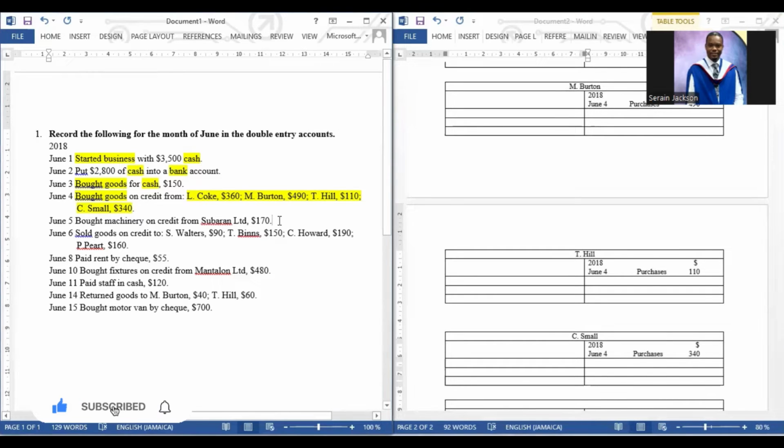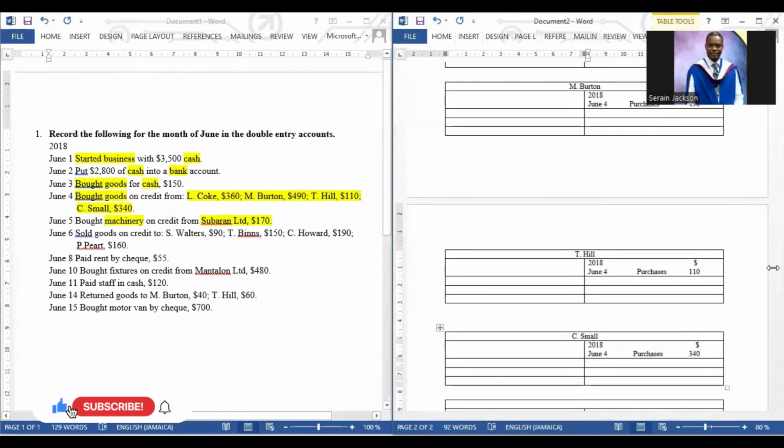the next transaction is June 5, bought machinery. Another tip, when you're doing double entry, whatever it is that you're buying must be debited, right? This is a fixed asset. Machinery is a fixed asset. So we are buying machinery, so that must be debited. So that is the clue on credit, right? And remember, anytime you're buying anything or selling anything on credit, you record the name of the creditors, right? Yeah, so there it is. Right. So we're going to need his account, Subaran account.